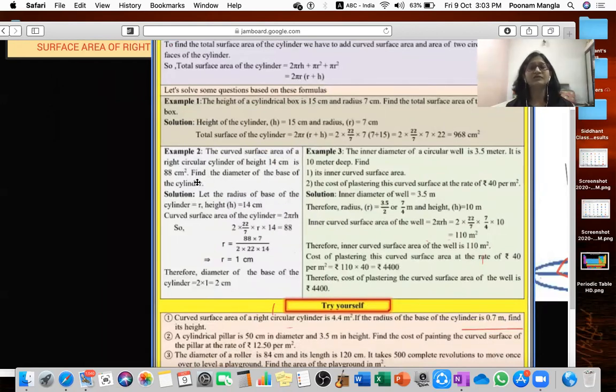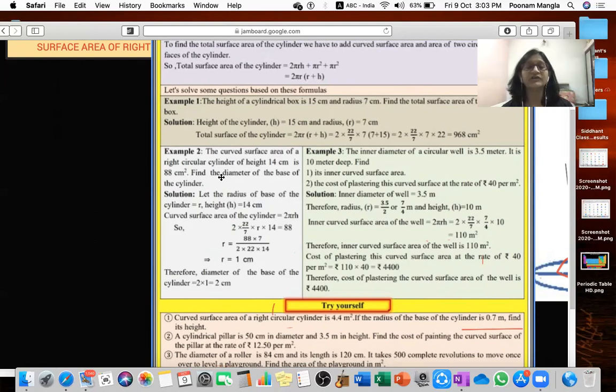We are given the curved surface area of the right circular cylinder and the height is also given, 14 centimeter. So let us assume that the radius of the base of the cylinder be r centimeter. Height is already given, which is equal to 14 centimeter. Curved surface area of the cylinder is equal to 2 pi r h. So we write 2 into 22 upon 7 into r into 14 equal to 88. We keep r on the left hand side and take the other digits to the right hand side as per the formula. After calculations we get r equal to 1 centimeter.